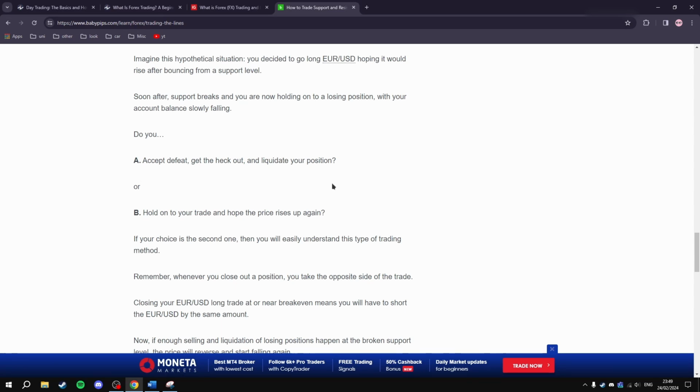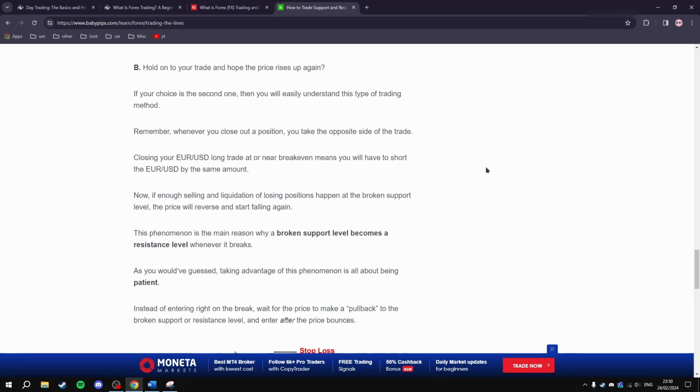Remember, whenever you close out your position, you take the opposite side of the trade. Closing your EURUSD long trade at or near break even means you have to short the EURUSD by the same amount. Now, if enough selling and liquidation of losing positions happen at the broken support level, the price will reverse and start falling again. This phenomenon is the main reason why a broken support level becomes a resistance level whenever it breaks. As you would have guessed, taking advantage of this phenomenon is all about being patient.